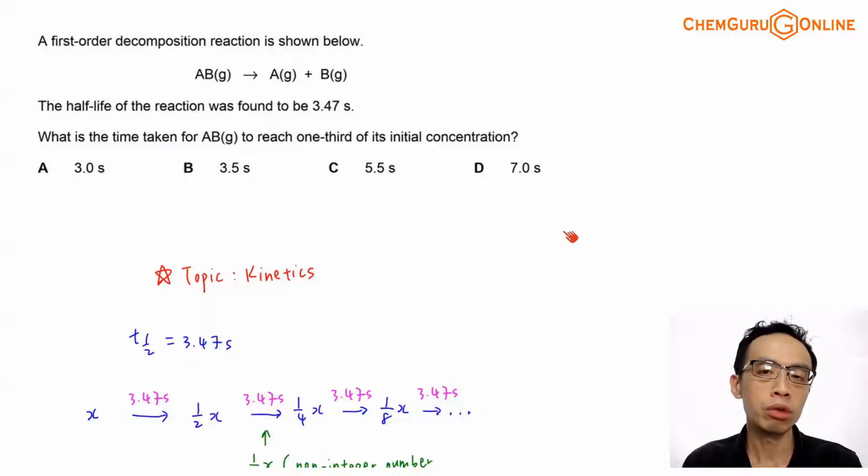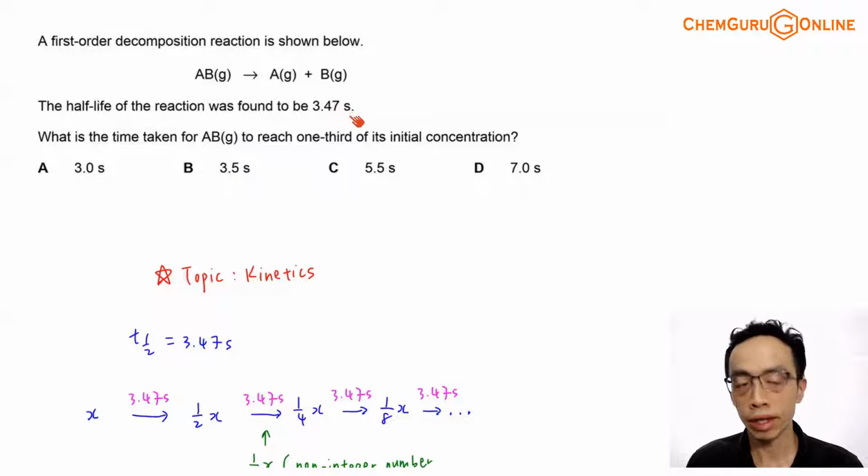Now in this week's video, we want to discuss a kinetics question calculating non-integer number of half-lives. So let's take a look at this question. I have a first order decomposition reaction as shown below involving AB decomposed to give me products. The half-life of the reaction is found to be 3.47 seconds. The question is asking what is the time taken for the reactant to reach 1/3 of its initial concentration.